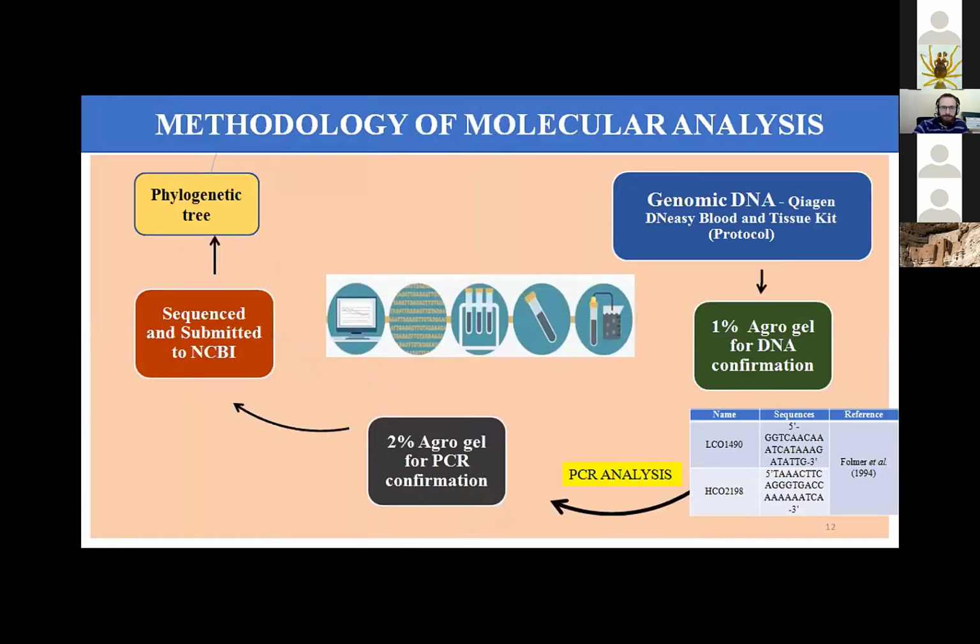My main methodology is molecular analysis: genomic DNA extraction using a DNA kit, then 1% agarose gel for PCR analysis, and 2% agarose gel for PCR confirmation, then sequencing the samples and making the phylogenetic tree.